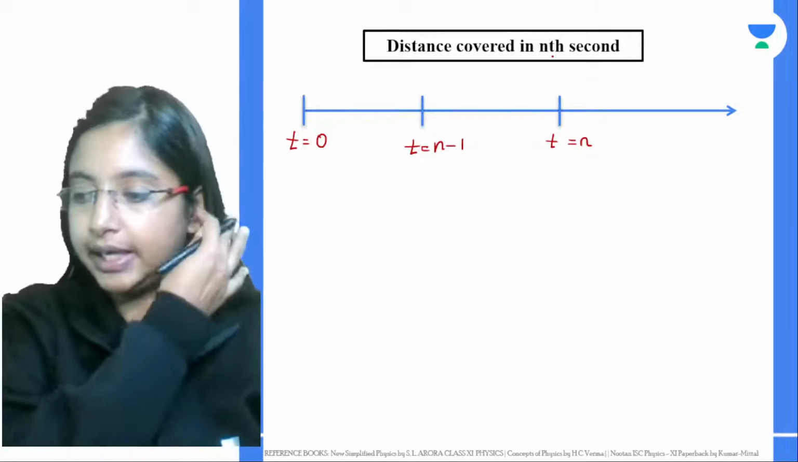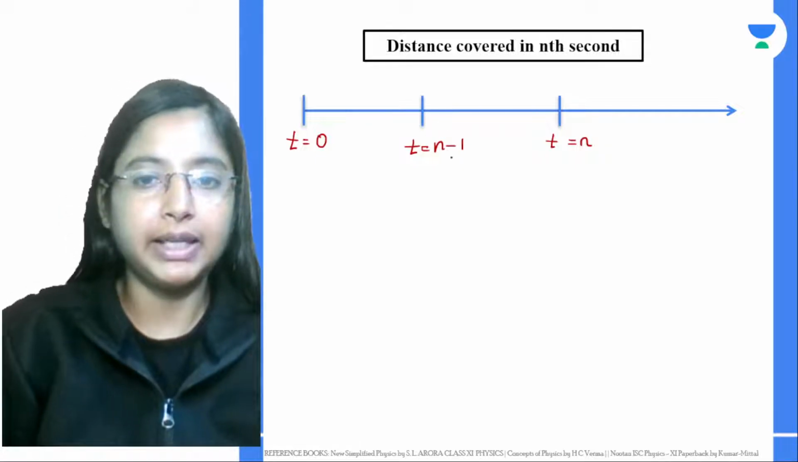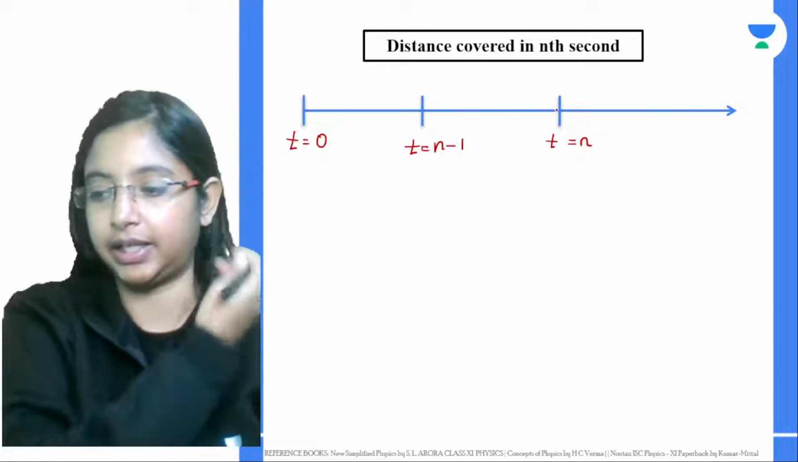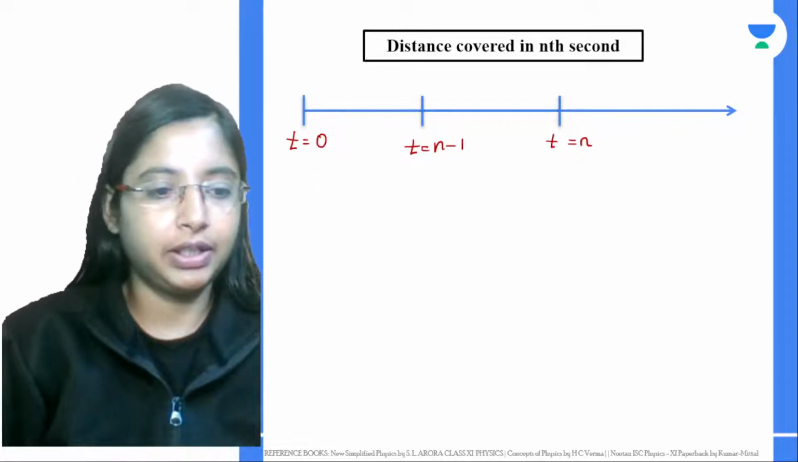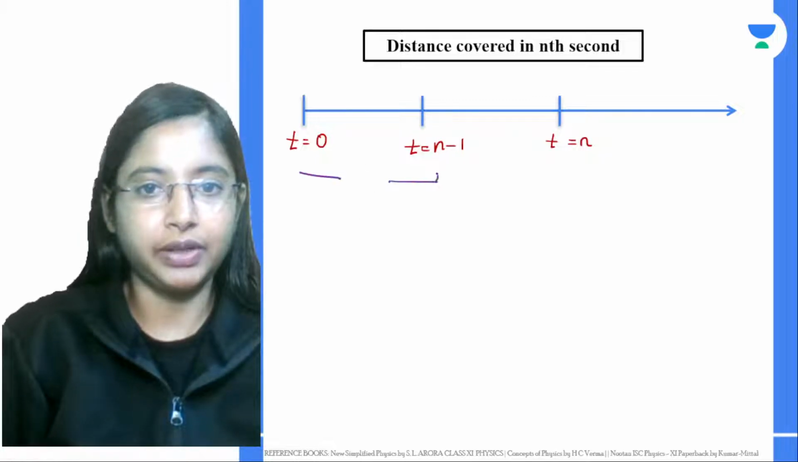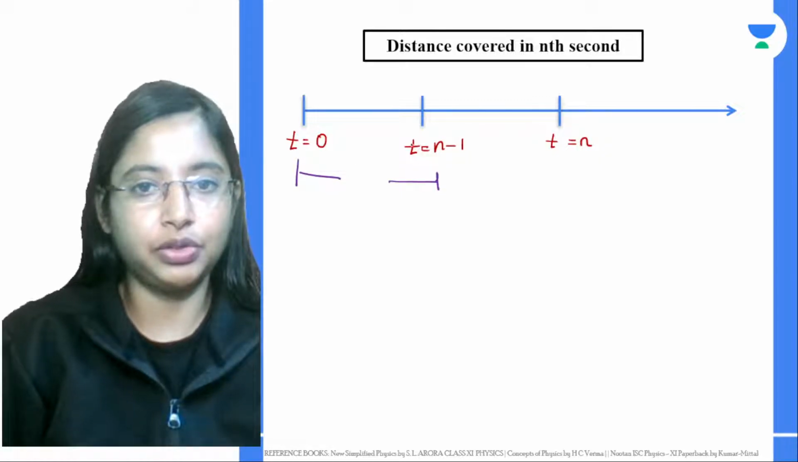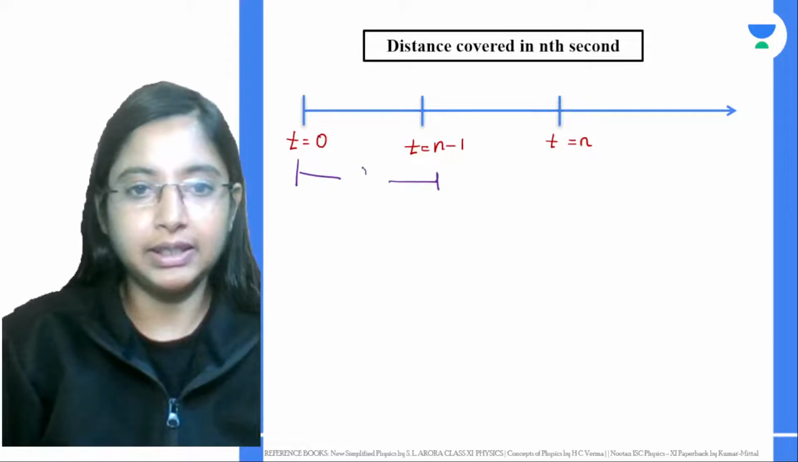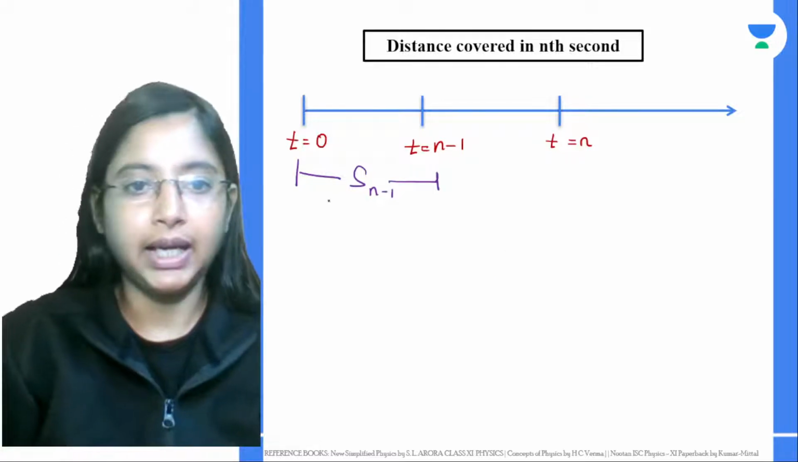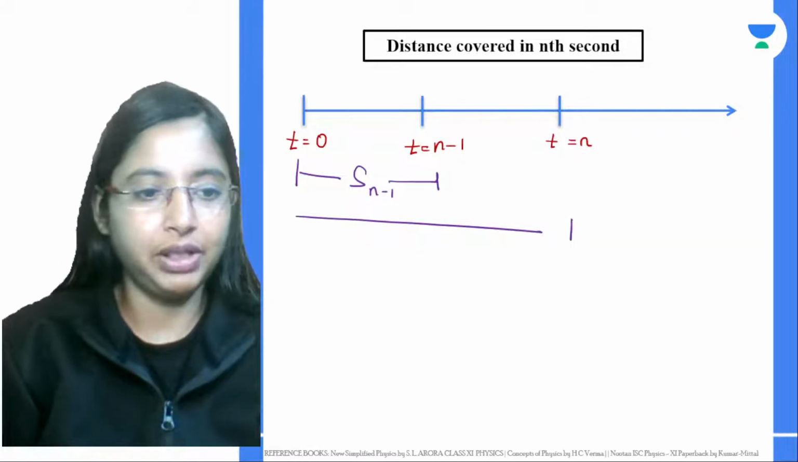If you want the nth second, then you can find it by subtracting the distance covered in n minus 1 seconds from the distance covered in n seconds. If you subtract these two, you will get the distance covered in the nth second. Let's say the distance covered in this part, from t is equal to 0 to t is equal to n minus 1, is this. At n minus 1 seconds, what was the distance traveled?